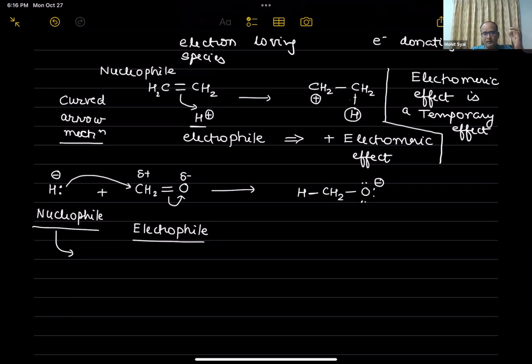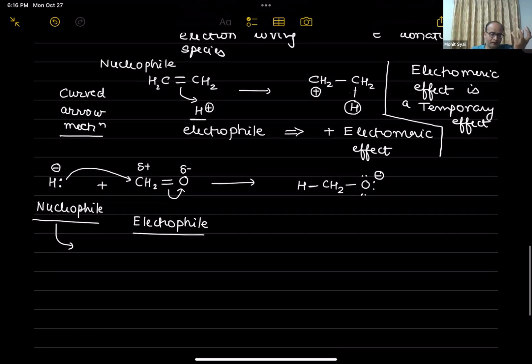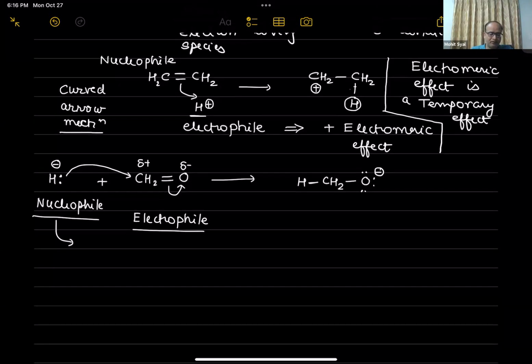Electrophile will cause positive electromeric effect, in which, while getting bonded, it will pull the electrons of the pi bond, while the nucleophile will exert negative electromeric effect: while getting bonded it will push the pi electrons away from the double bond. Got it? Is it clear or not?